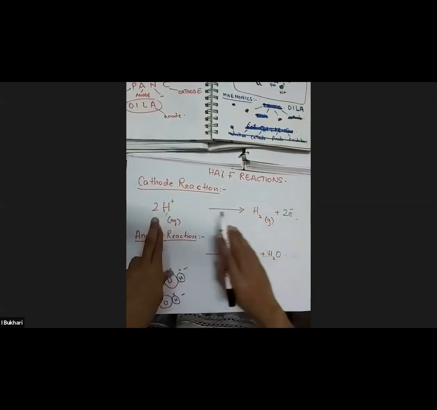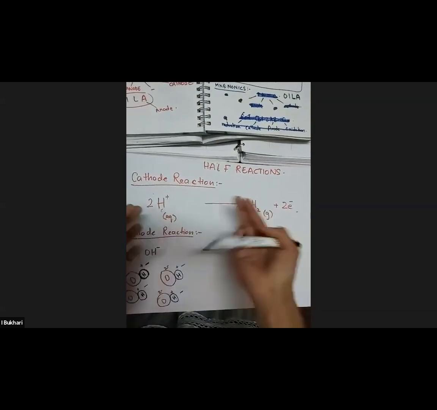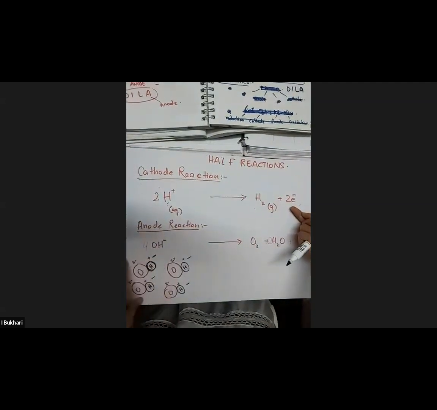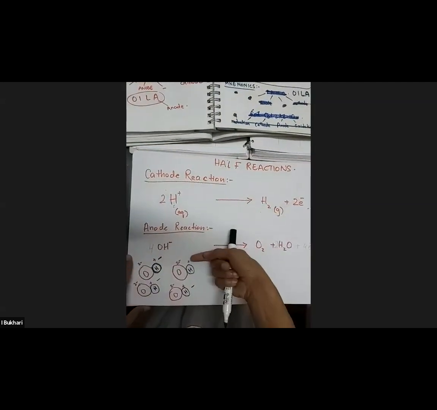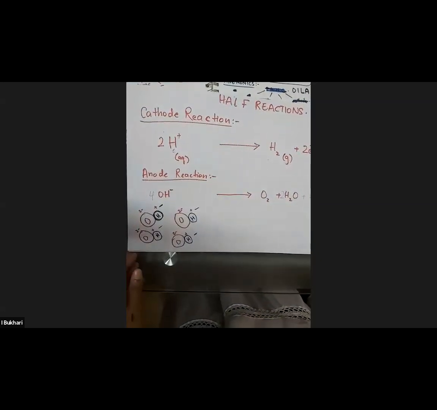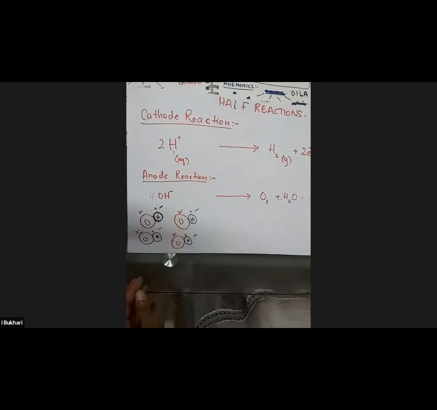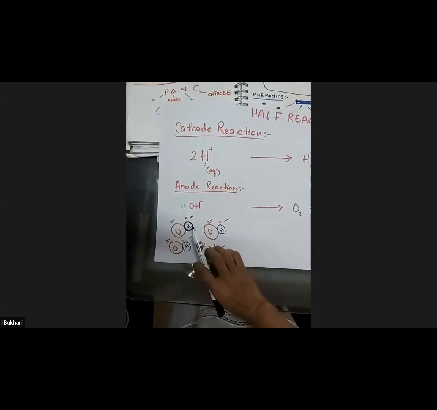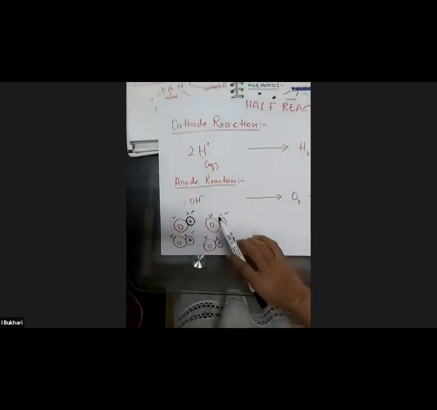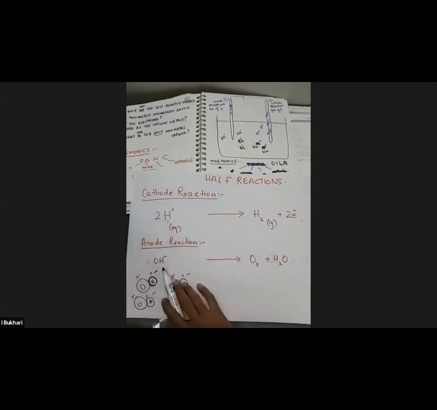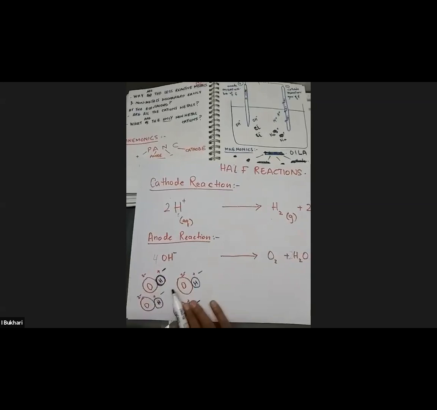Hydrogen ions we know exist as diatomic, so we balanced it. 2 electrons are lost by each hydrogen ion. Same story, right? Anode reaction. Now for understanding the anode reaction, I drew this. First let me write down the equation for you, and then I will show you what actually happened.